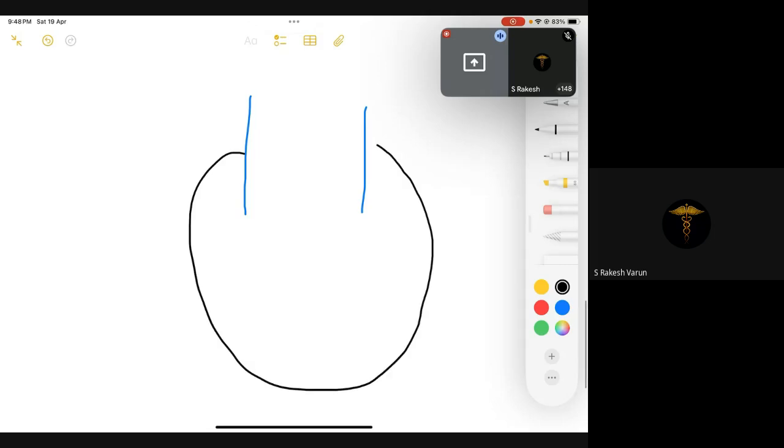For example, if this is your heart, in the primitive stages, both of your major vessels, aorta and pulmonary artery, used to be a single chamber, right? And these endocardial cushions are basically responsible for separating this chamber into the individual aorta and pulmonary artery, right?